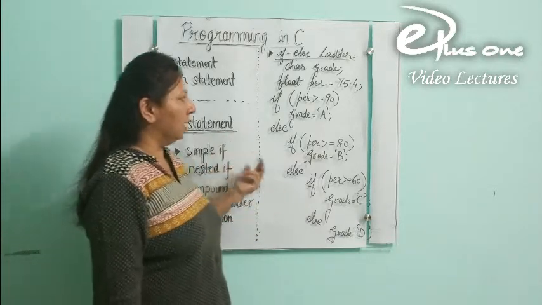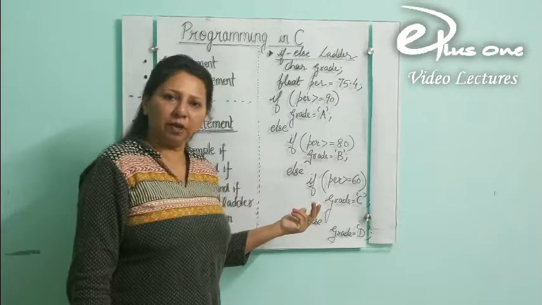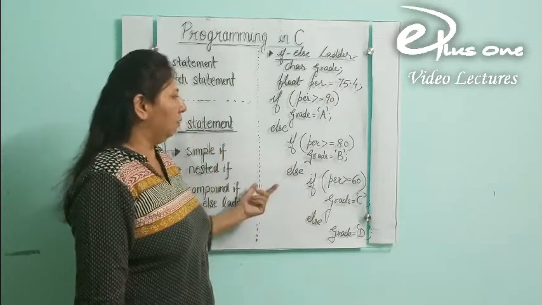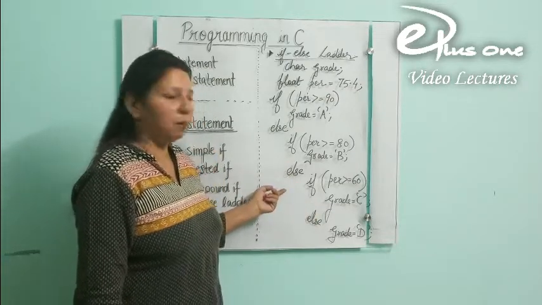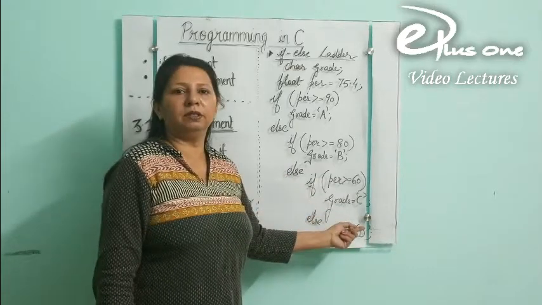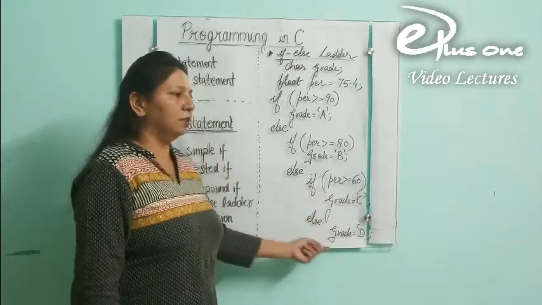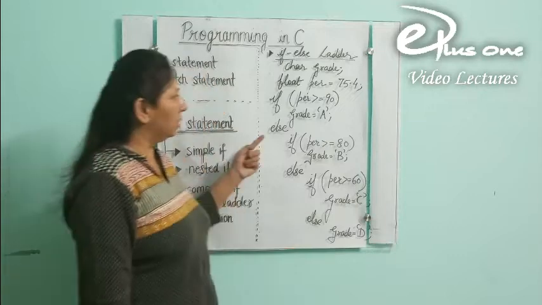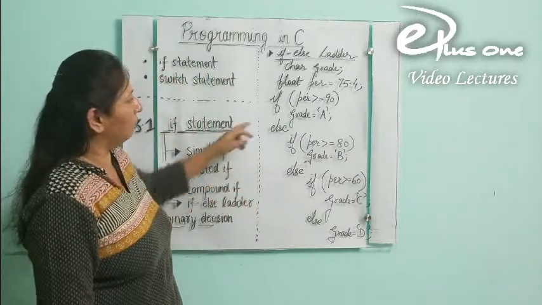If percentage is less than 90 but greater or equal to 80, I want grade B. If percentage is less than 80 but greater or equal to 60, it should be grade C. Otherwise, less than 60, the grade is D. This program is self-explanatory. See what is happening.